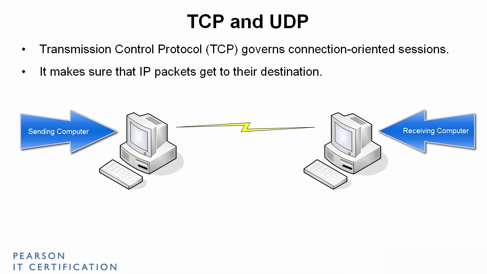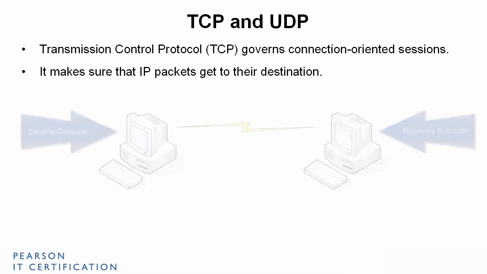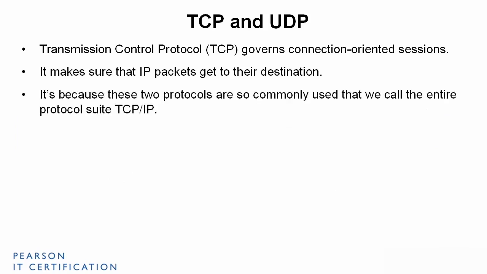So the original computer that's sending the message breaks it down into a bunch of IP packets and puts IDs on each of the packets and sends them out. The receiving computer grabs them all and resequences them according to the ID and makes sure that no numbers are missing, no packets are missing. So no one packet is left behind because of TCP. And it's because these two protocols are so commonly used that we call the entire protocol suite TCP/IP.